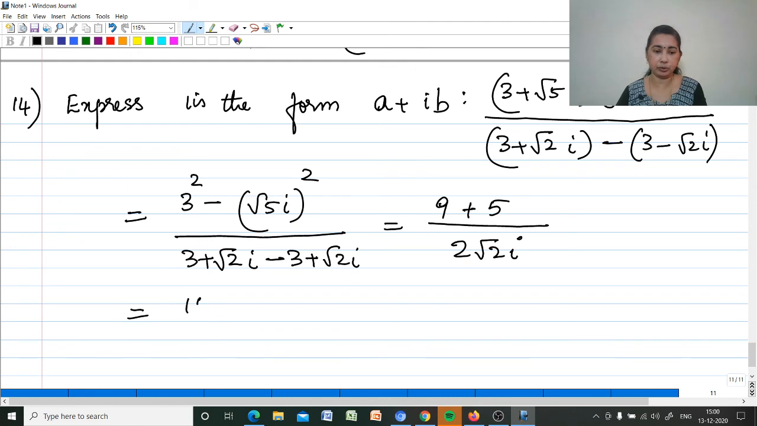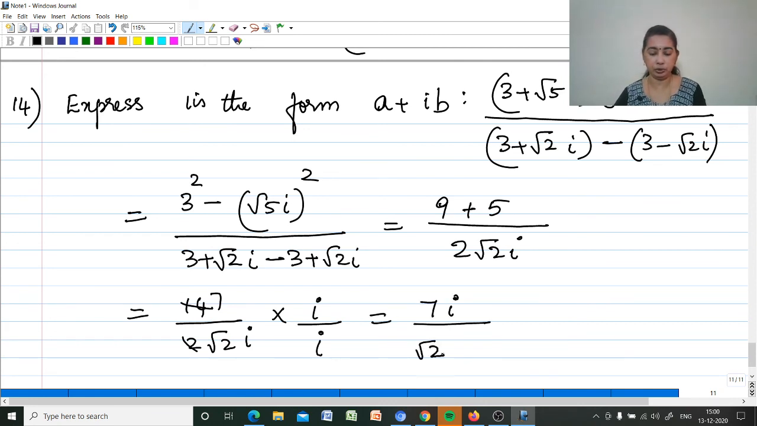That is the same as 14 by 2 root 2i. Since i should not come in the denominator, in order to cancel this i, we have to multiply the numerator and denominator by i. So, into i by i, and 2 can be cancelled here. So, that is equal to 7i divided by root 2 into i square. That is equal to 7i divided by minus root 2, since i square is minus 1.